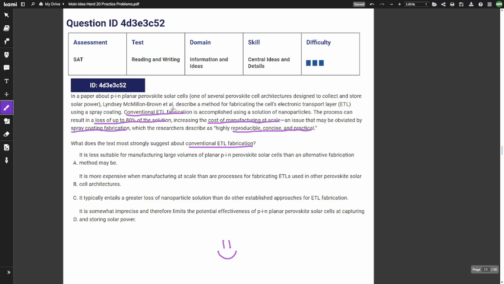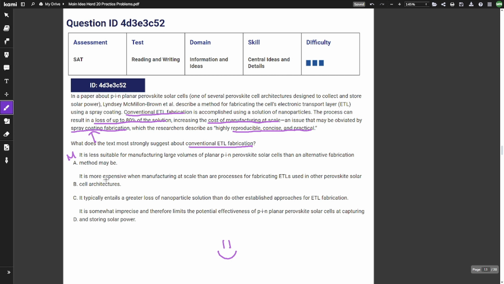So we have this conventional fabrication, which can take a lot of money when you're doing it at a large scale, but then you have this new and better approach, which is spray coating. So let's look at our answer choices and see what would best make sense. A. It is less suitable for manufacturing large volumes of cells than an alternative method. That is true. It says that it's super expensive to do at a large scale, and then it does say that there's this alternative method, which is spray coating. So A might be our answer.